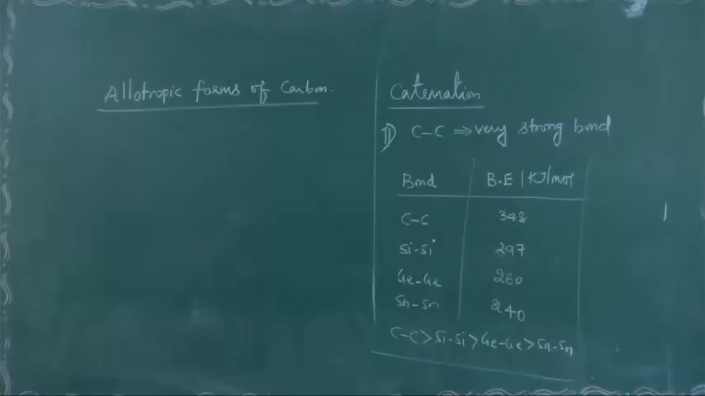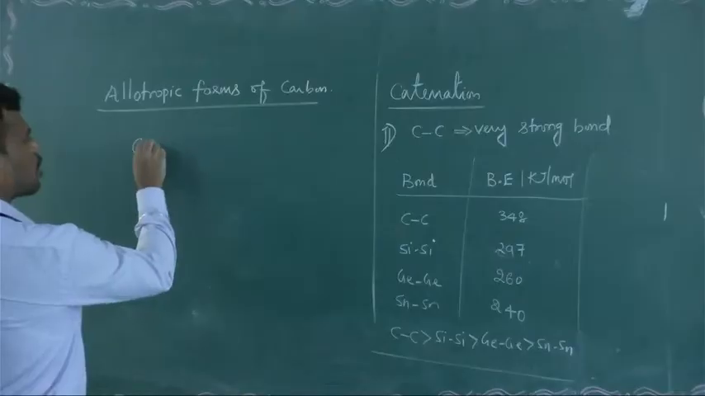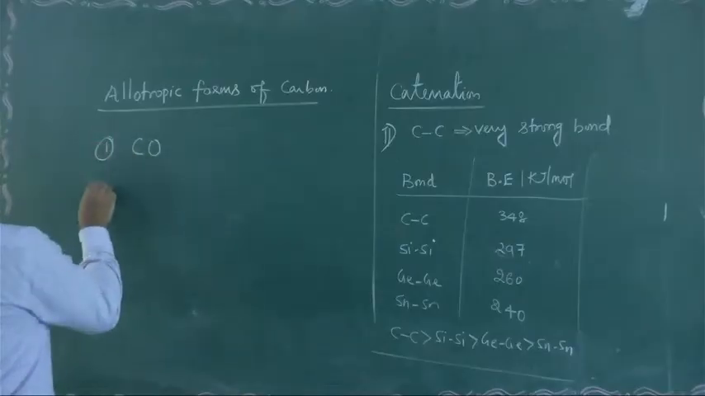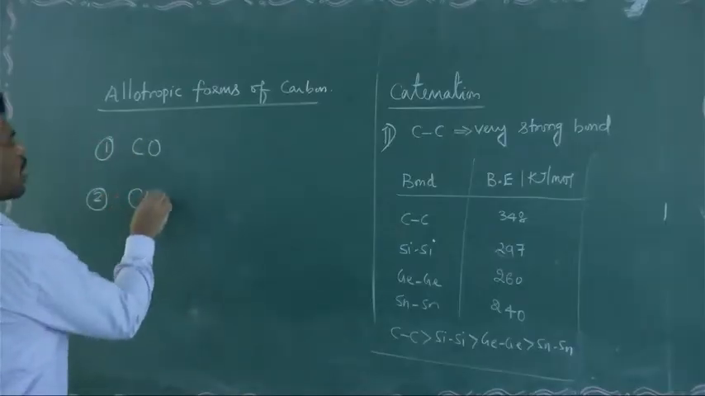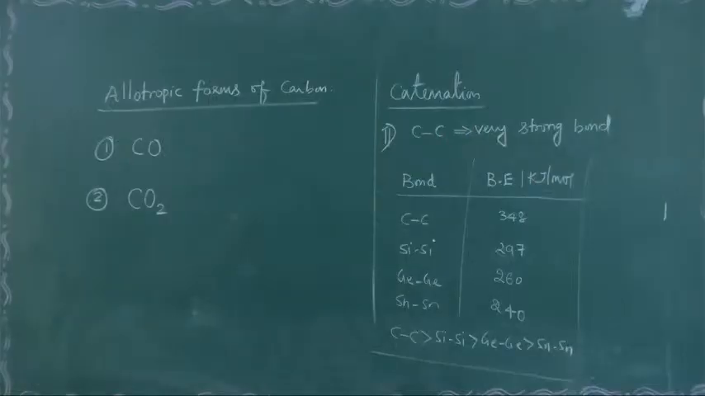Is it clear? Next, the important compounds of carbon. Important compounds like carbon monoxide, carbon dioxide. இதை பற்றி சும்மா ரீட் பண்ணிக்கோ. Important compounds of carbon, carbon monoxide, carbon dioxide. Is it clear?